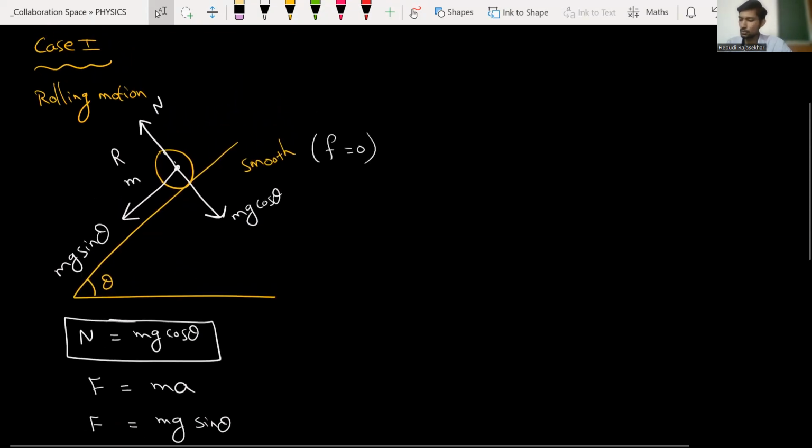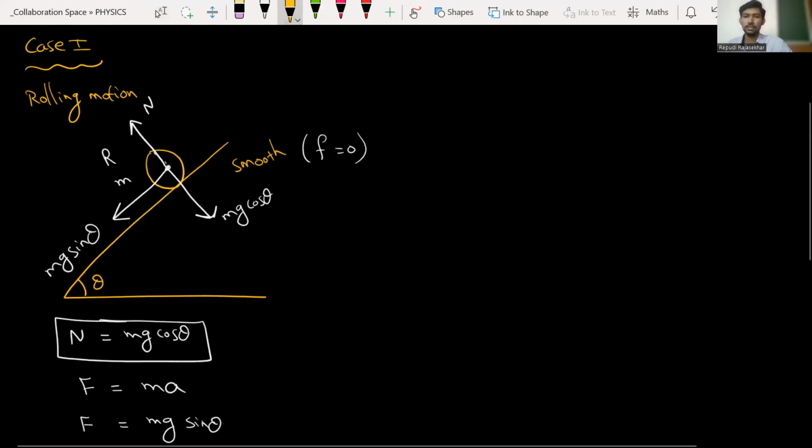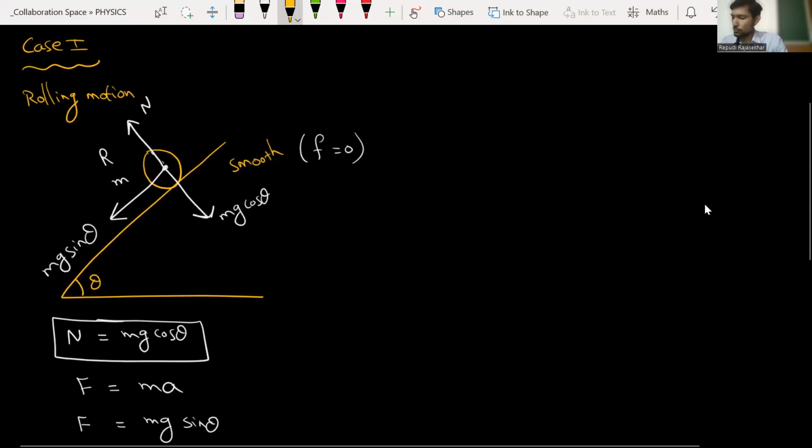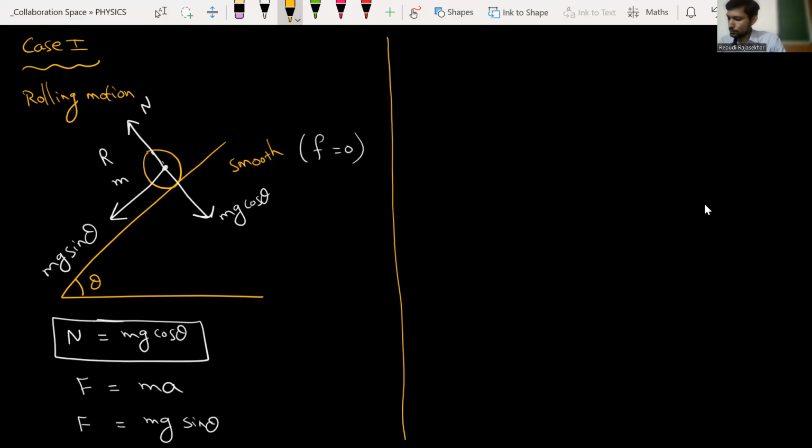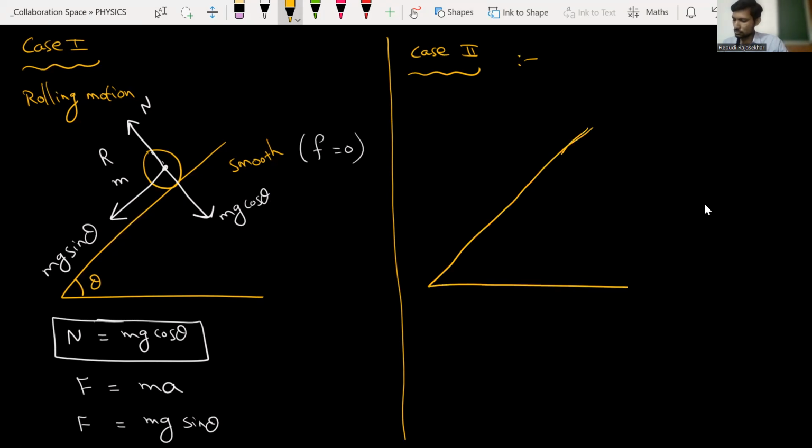Now see, a similar situation, but in case two I will change it. This is case two. Same inclined surface I have taken, and here also the angle of inclination is theta. The same cylindrical object is placed, and this is also a smooth surface.